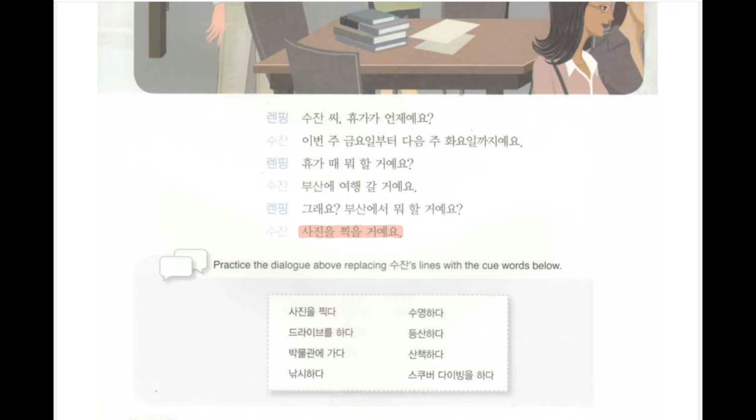자, 그럼 우리 연습합시다. This time 낚시하다, in the future tense, okay? 제가 랜핑 할게요. 여러분이 Susan 해주세요.